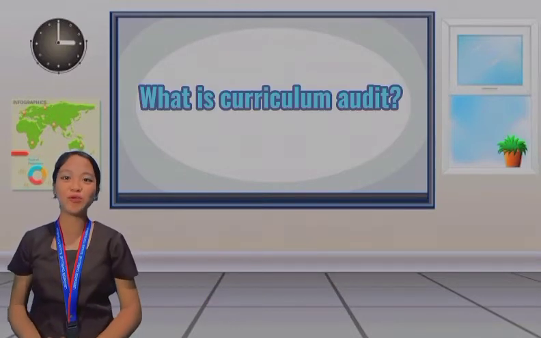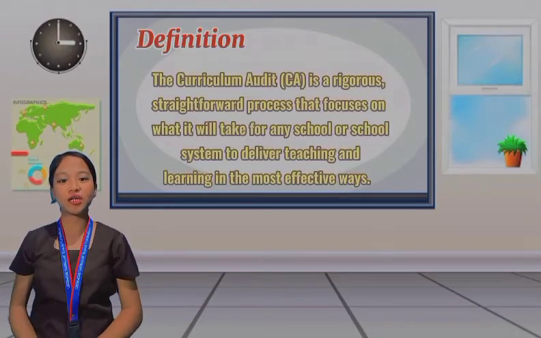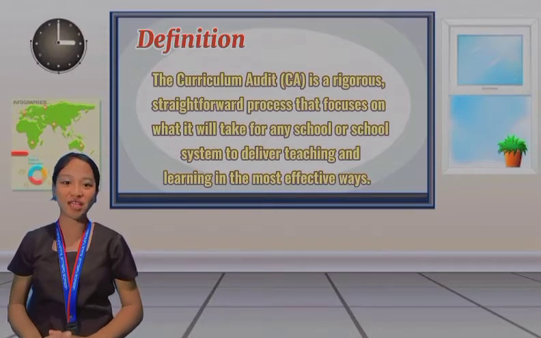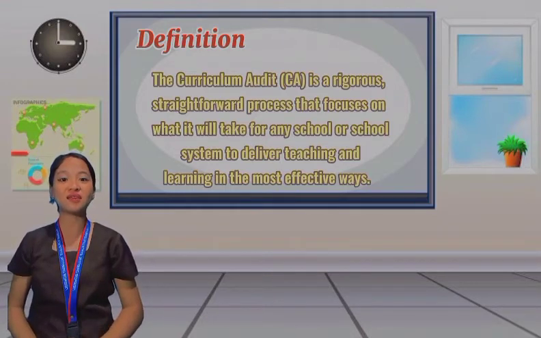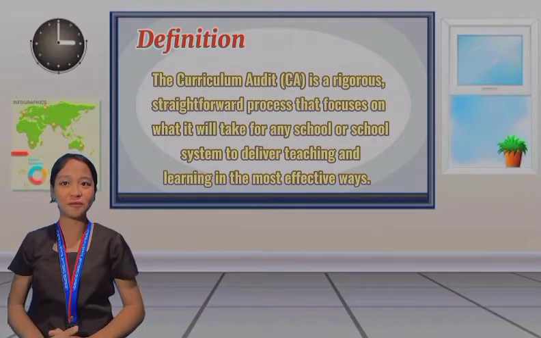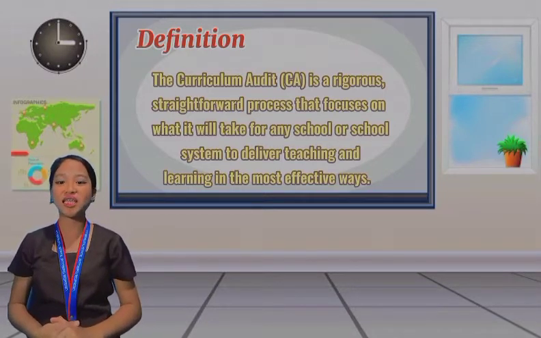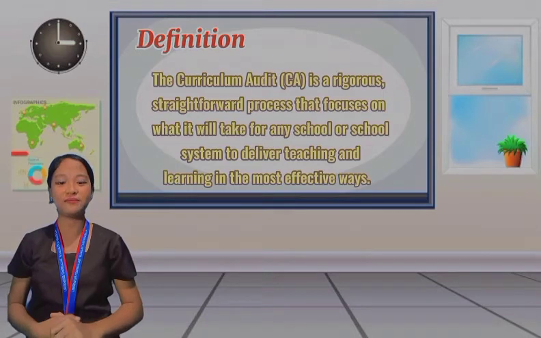First, let's define what is curriculum audit. The curriculum audit is a rigorous, straightforward process that focuses on what it will take for any school or school system to deliver teaching and learning in the most effective ways. In essence, it is a system of organizational analysis. The curriculum audit is an integral part of compliance or regulatory requirements, especially in the higher education system, designed to address the constant needs of the school for sustained education progress in the rapidly changing world.